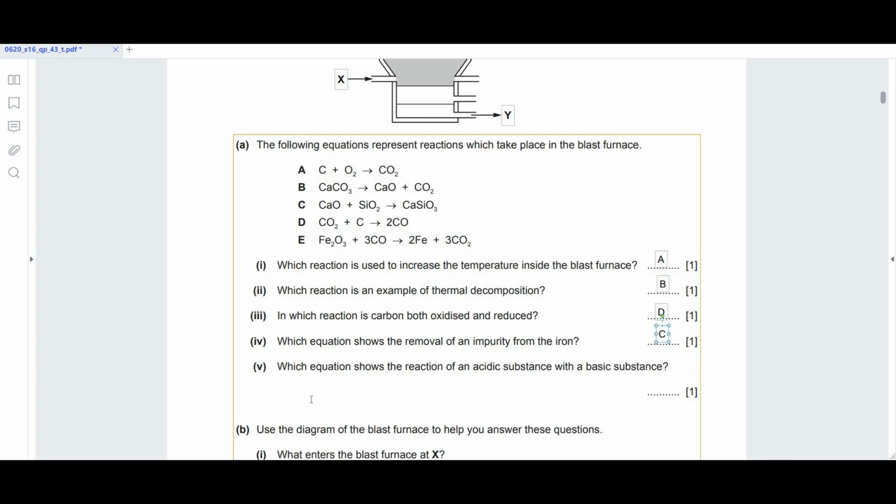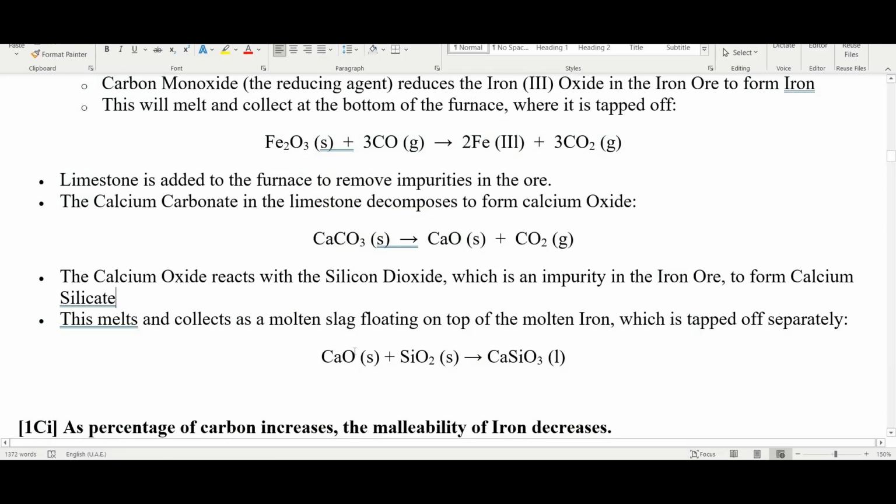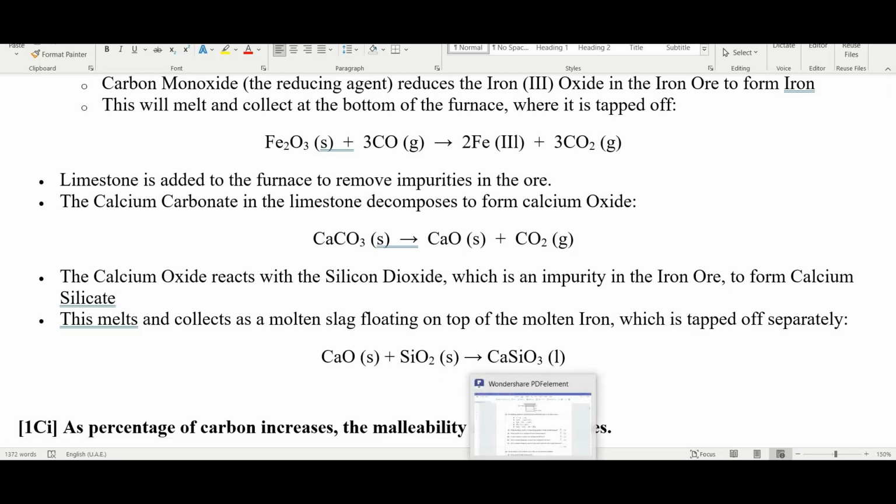Moving on to the fifth part of the question, which equation shows the reaction of an acidic substance with a basic substance? Again, the answer for this question is reaction C. I'll tell you why. Calcium oxide, calcium is basically group 2. All these group 2, group 1 oxides or hydroxides are basic, and silicon oxide is acidic, but it is weakly acidic. So a basic substance is reacting with an acidic substance, forming a product called calcium silicate.